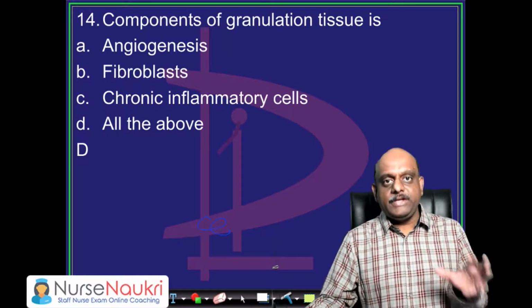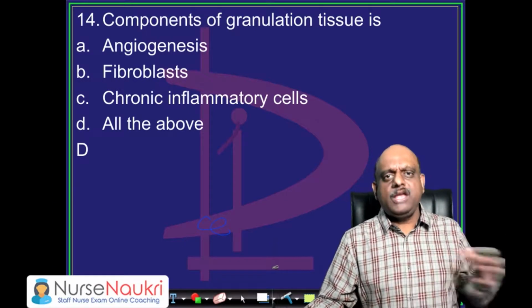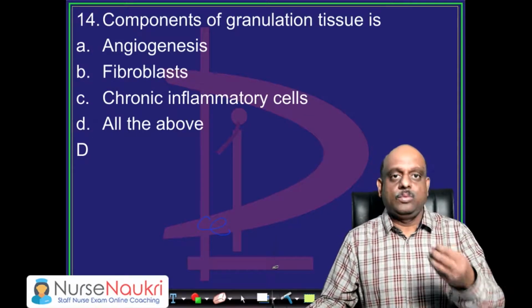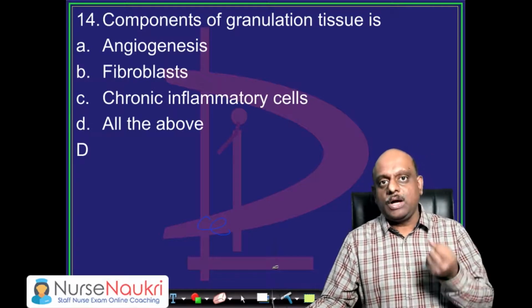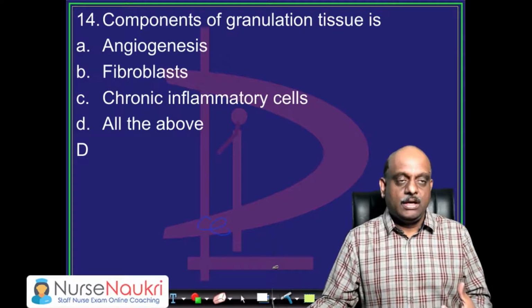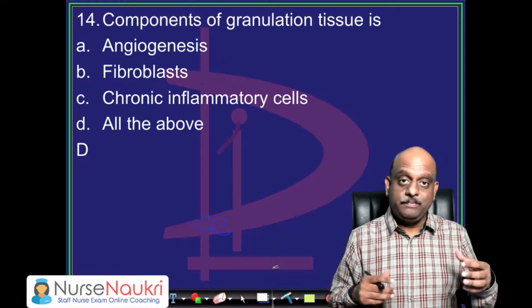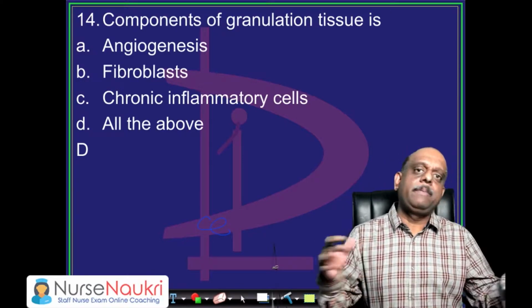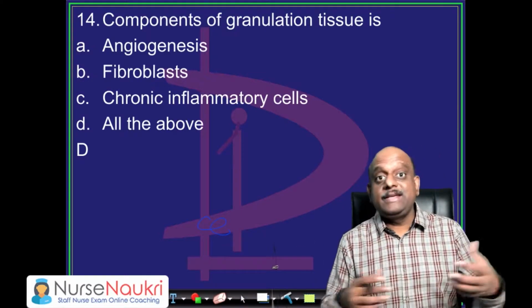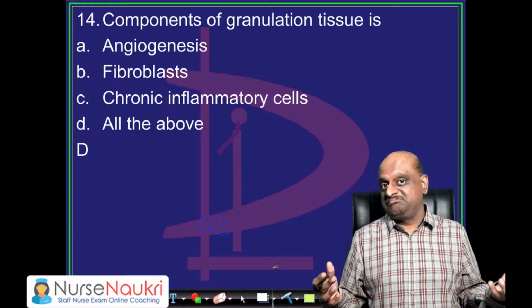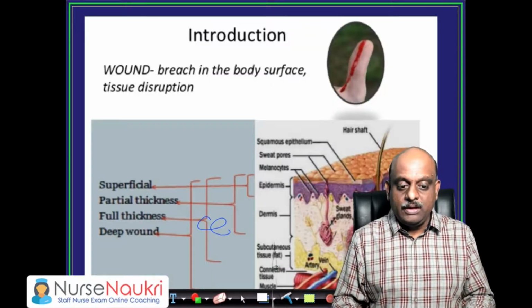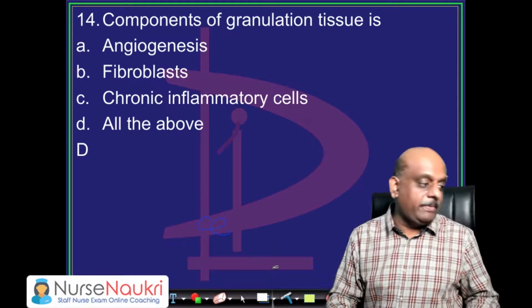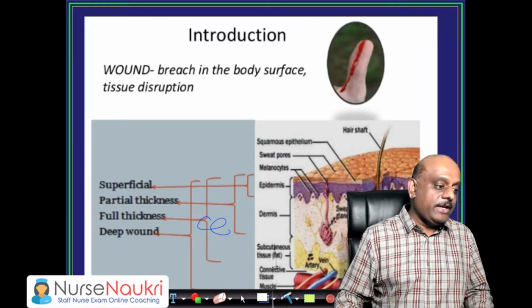as a nurse, managing the wound is one of the major activities, right? So you must know the pathophysiology, what the nursing management is, and also what things you need to be very sure of when you are handling a wound, especially with such a widely prevalent disease like diabetes. Wounds are a very common finding. Now, angiogenesis, fibroblasts, chronic inflammatory cells, all of them will be the components of the granulation tissue.